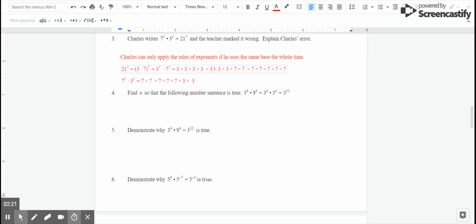So if you take a look at what 21 to the 7th is equal to, it should be fairly obvious that 7 to the 5th times 3 squared does not give you the same thing. So that's why Charles can only apply those rules if the same base is used the whole time. Otherwise, the rules don't make any sense. It doesn't make sense to just add those powers without having a reason to.